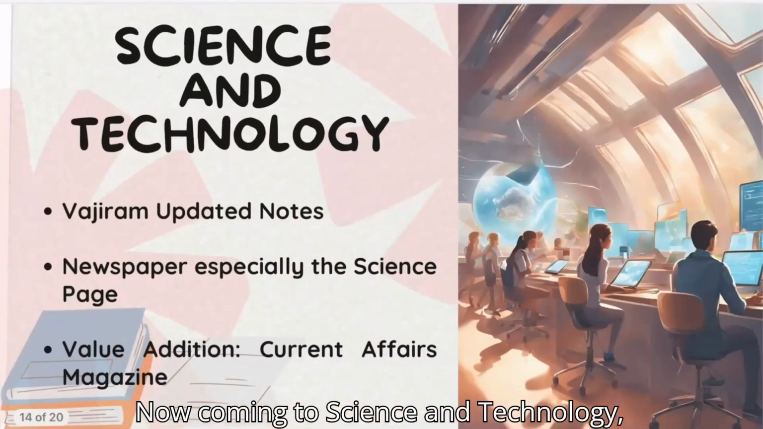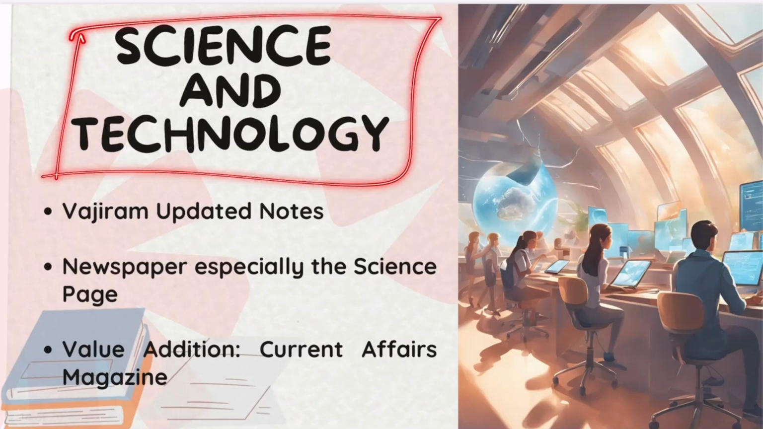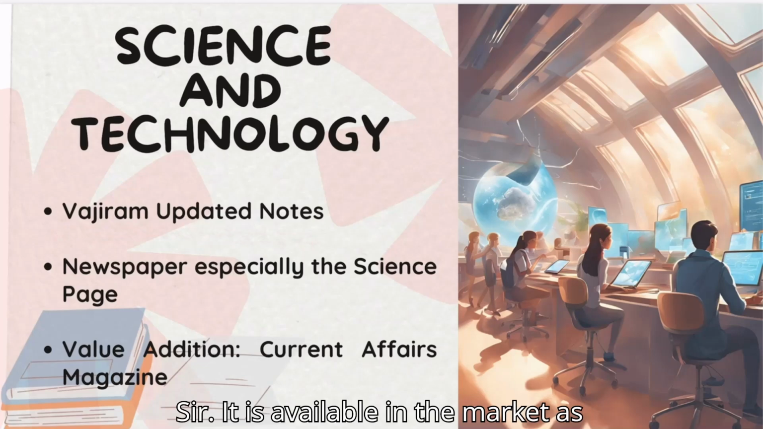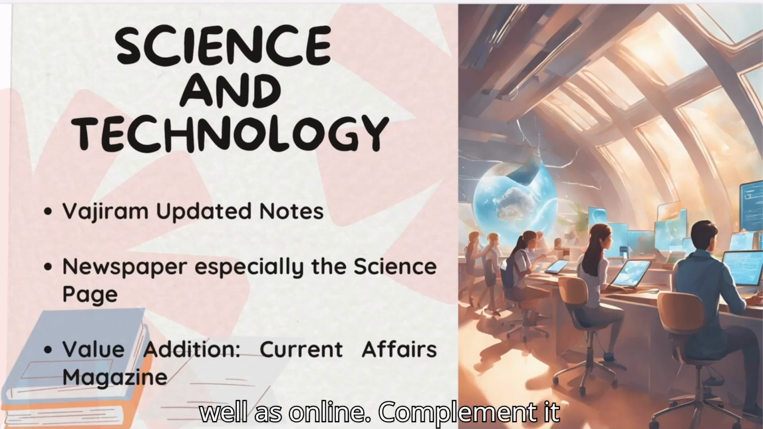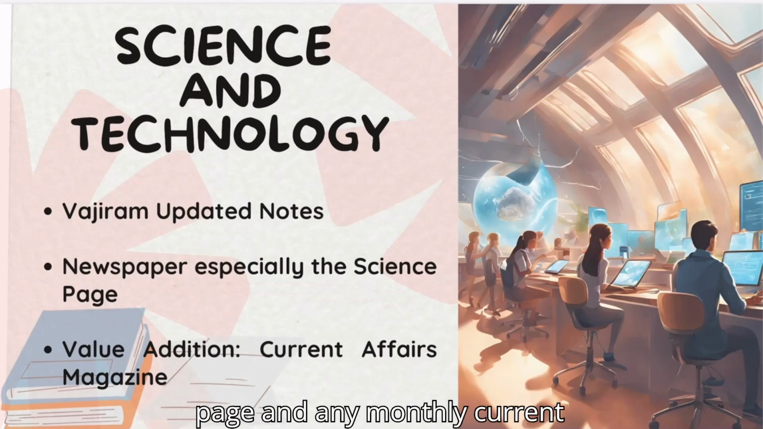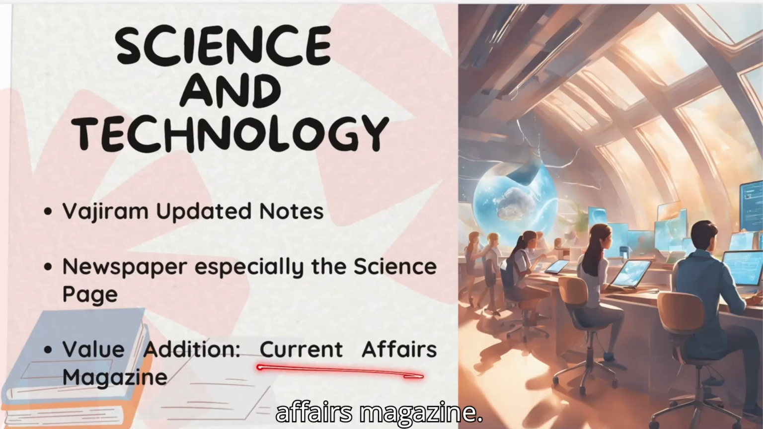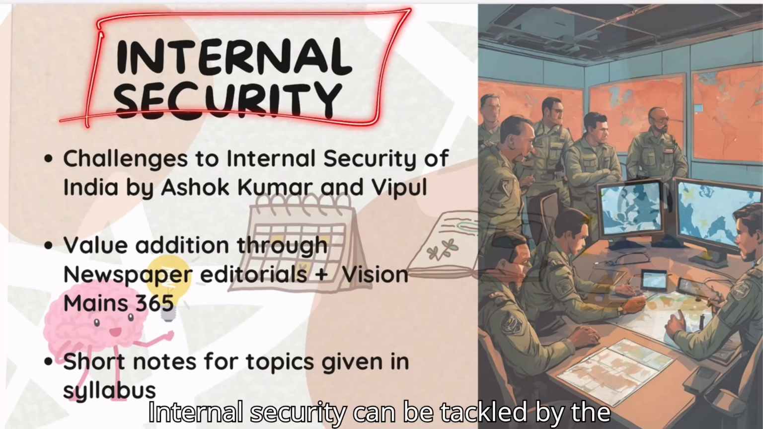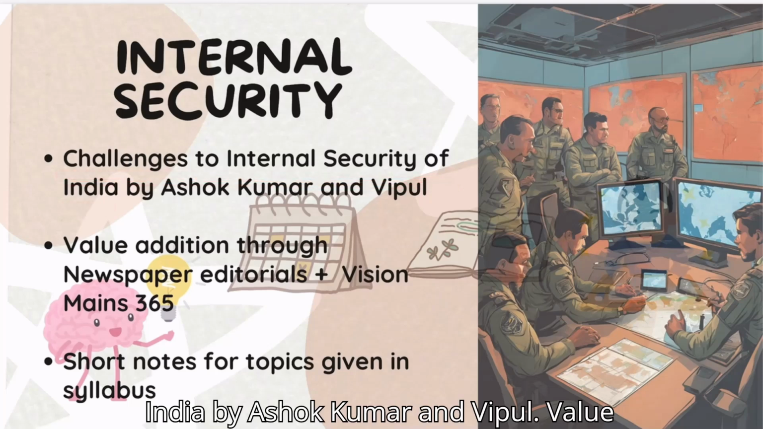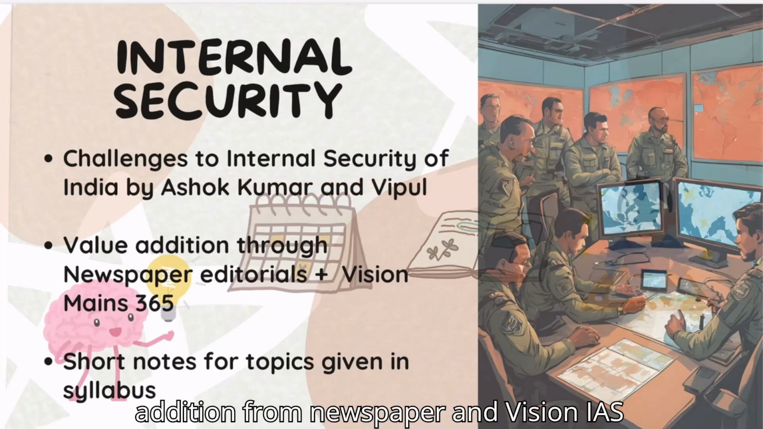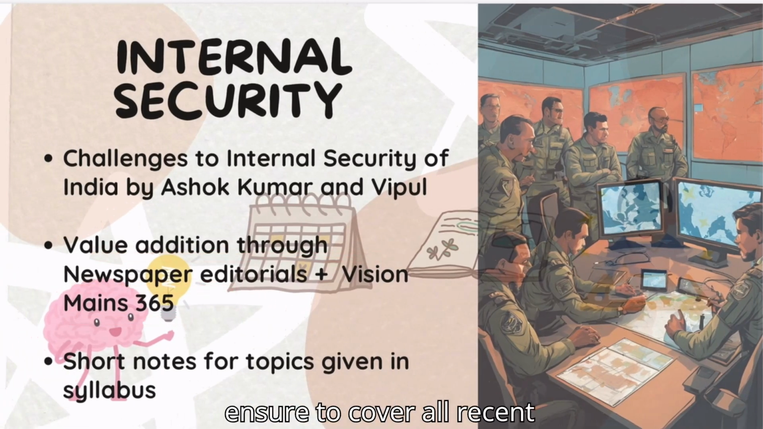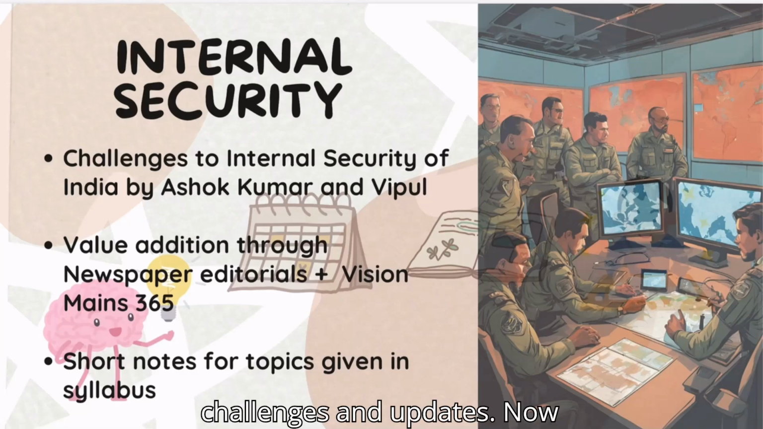Now, coming to Science and Technology. Refer to Vajiram updated notes of Rahul sir. It is available in the market as well as online. Complement it with newspapers, especially the science page, and any monthly current affairs magazine. Internal security can be tackled by the book Challenges to Internal Security of India by Ashok Kumar and Vipul. Value addition from newspaper and Vision IAS 365 book will ensure to cover all recent challenges and updates.